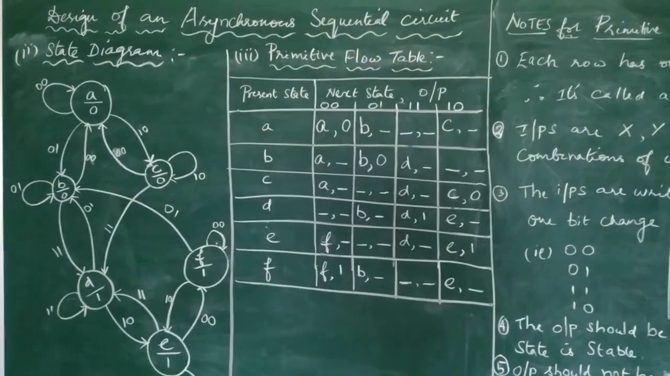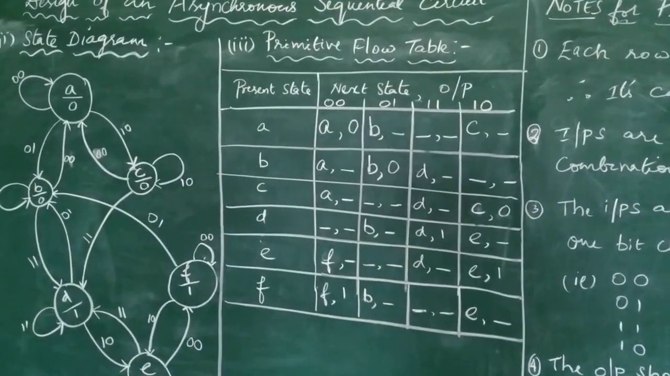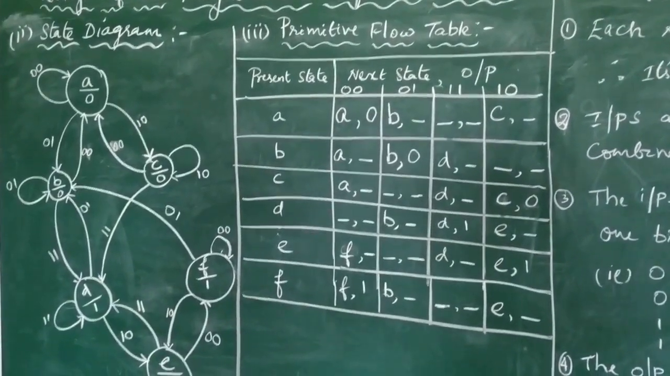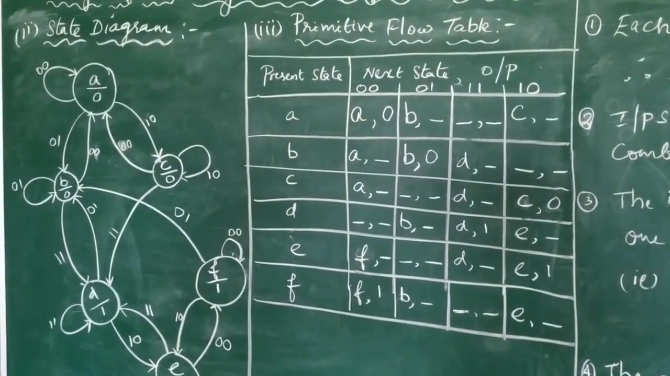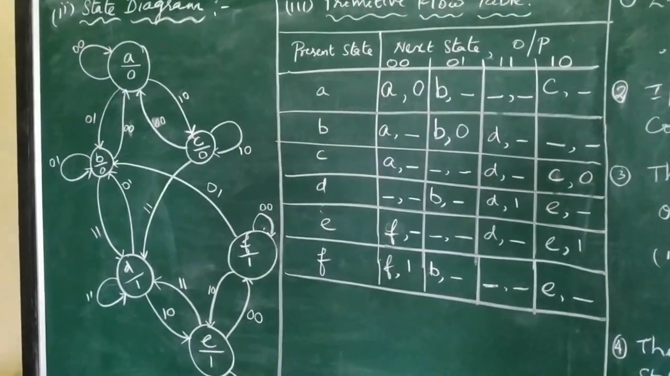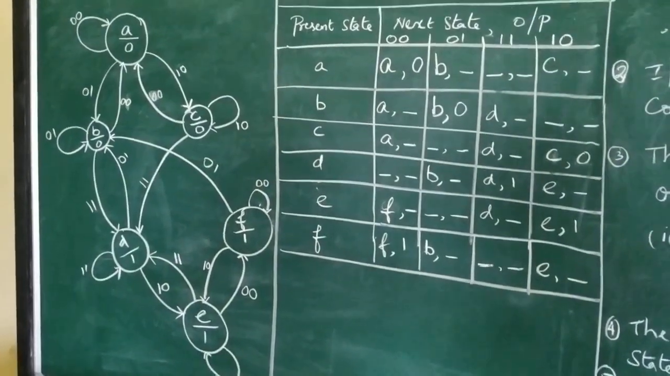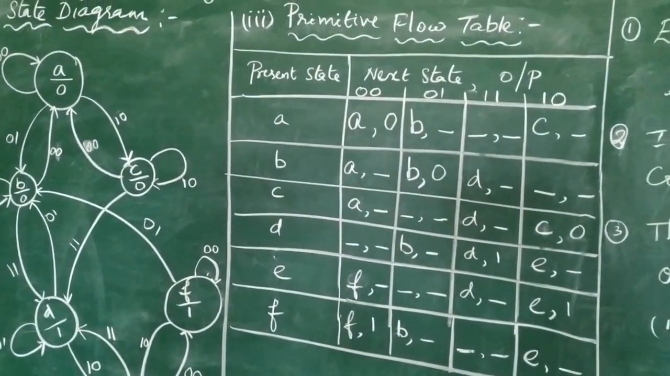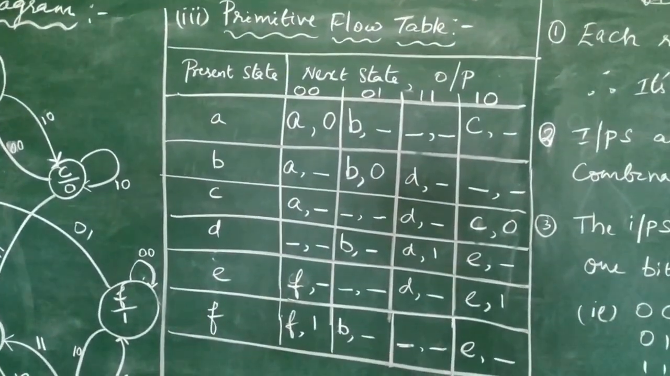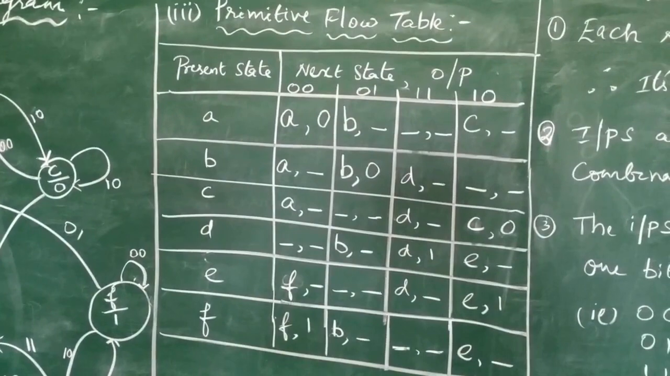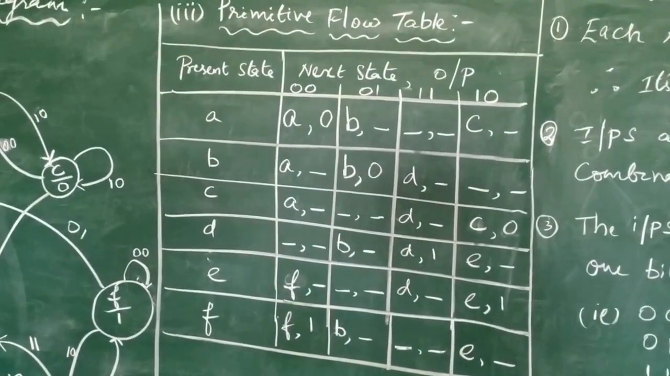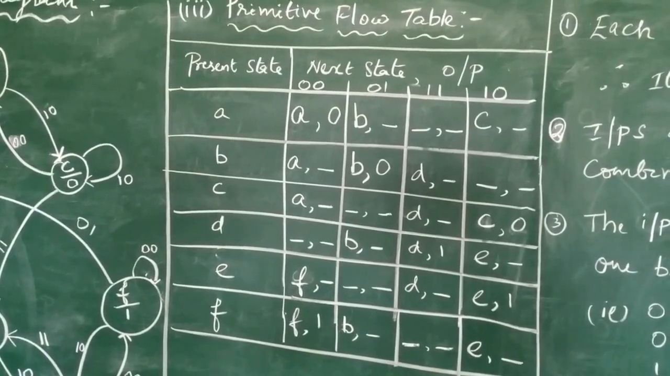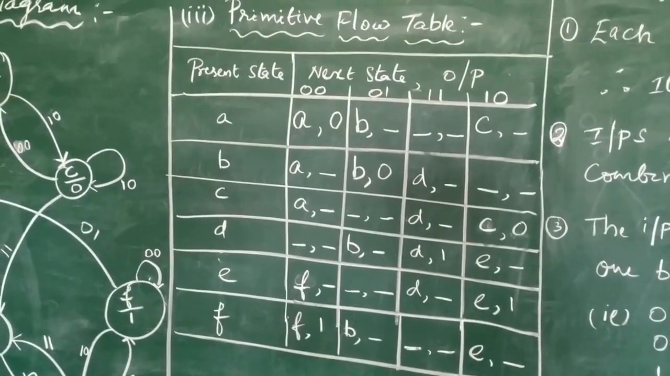The next step is the primitive flow table. The primitive flow table is done from the state diagram. So the state diagram tells us that there are states from A to F. Those are the present states. So the primitive flow table has present state, next state, output. These are the columns. So write the present states A to F in the primitive flow table. And the next state, output.